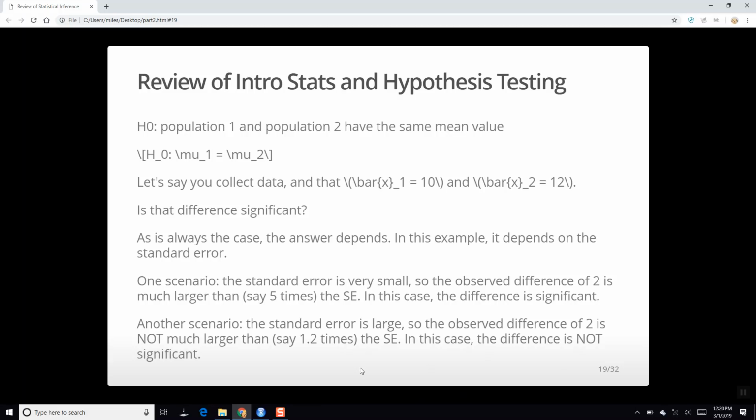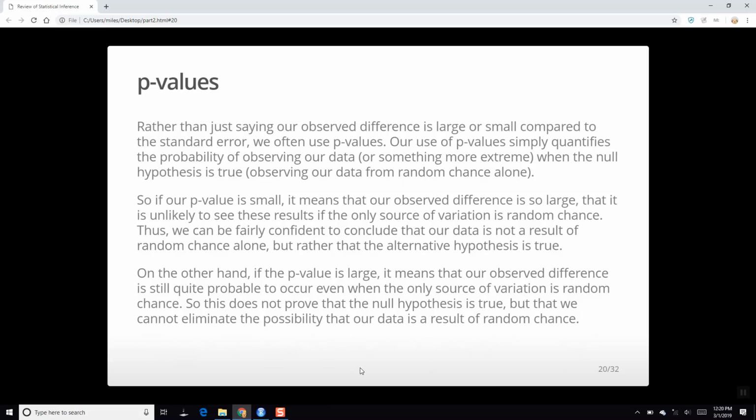These are just rough guidelines. Sorry for the walls of text here, but as you review your notes, they can be helpful. What we'll do is calculate p-values, and p-values are probabilities.